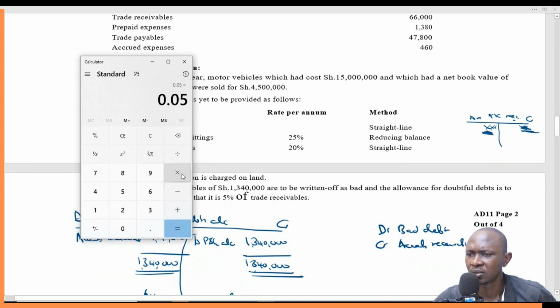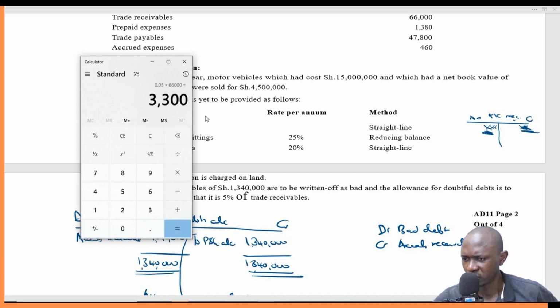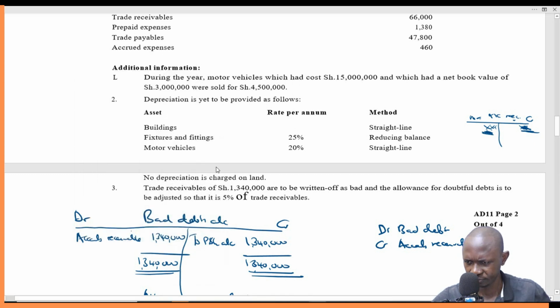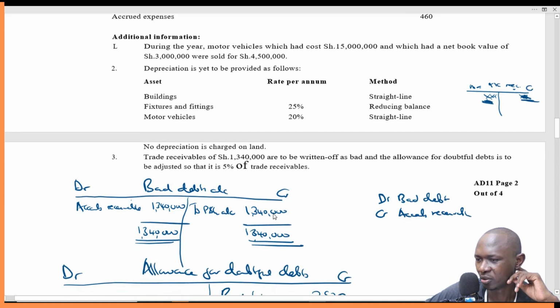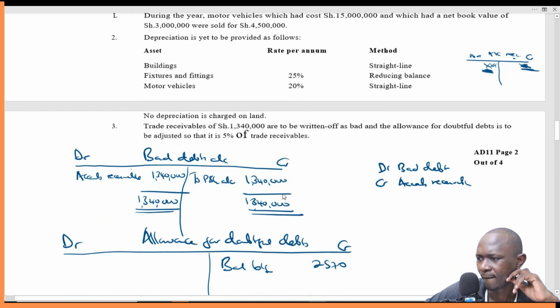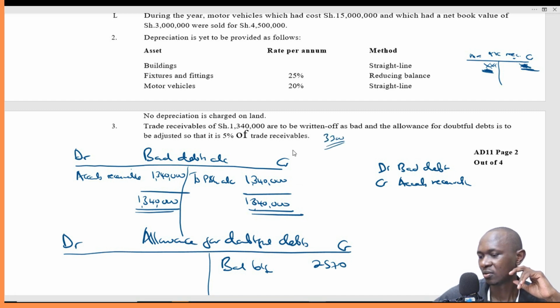66,000. So times 66,000. This gives us 3,300. Okay. So what are they saying? The balance for doubtful debts is to be adjusted so that it is 5% of trade receivables, which is now 3,300. So it needs to be adjusted to get to 3,300.